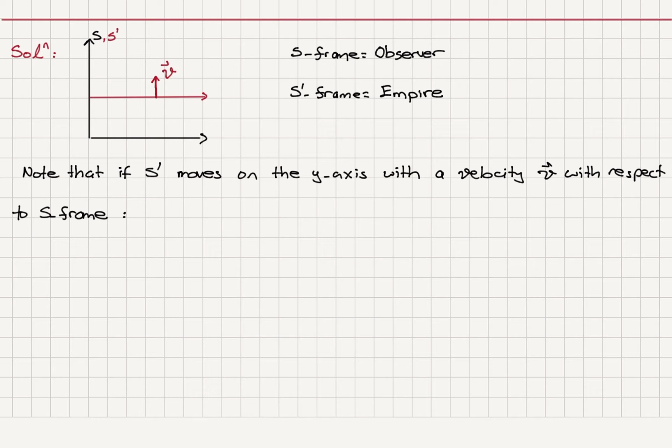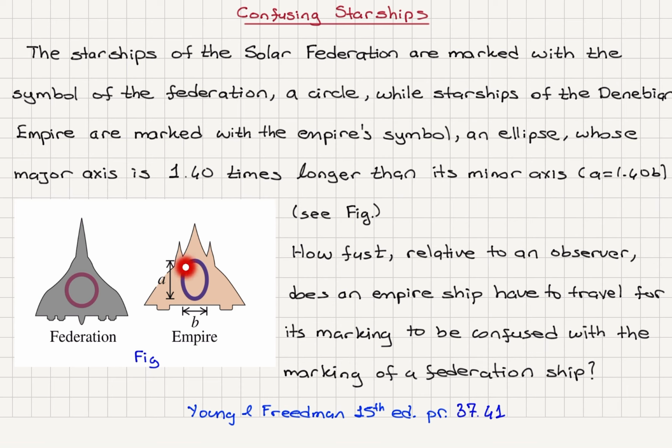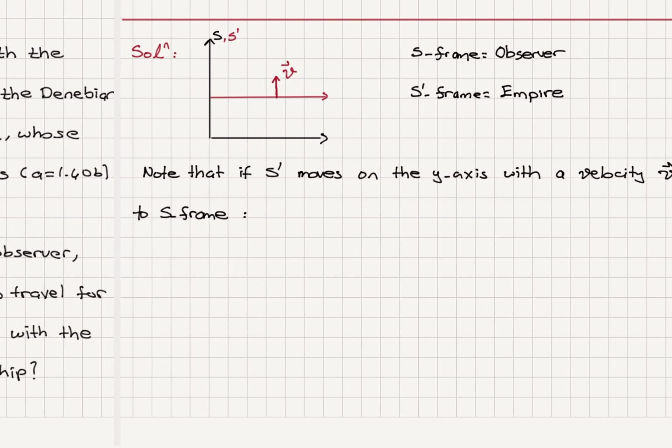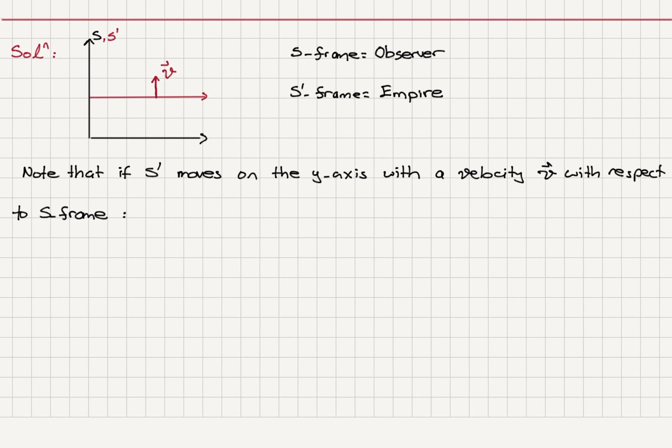Because the marking on the empire ship is stationary with respect to an observer on the empire ship. That observer will be measuring the length properly. So empire reference frame is the proper reference frame. Why? Because the marking on the empire ship is at rest with respect to an observer in this reference frame.